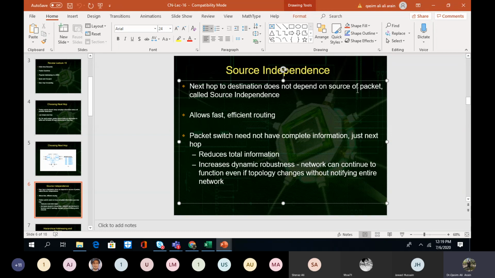अब इसका idea, इसका advantage क्या है? Advantage is it allows fast and efficient routing. I mean, if someone has to look for the source address as well as the destination address, that process would be slow. But if one has to only look for the destination address, the process would be fast. So based on the source independence, your procedure of routing would be more fast and more efficient. Hopefully that is clear to you guys, right?